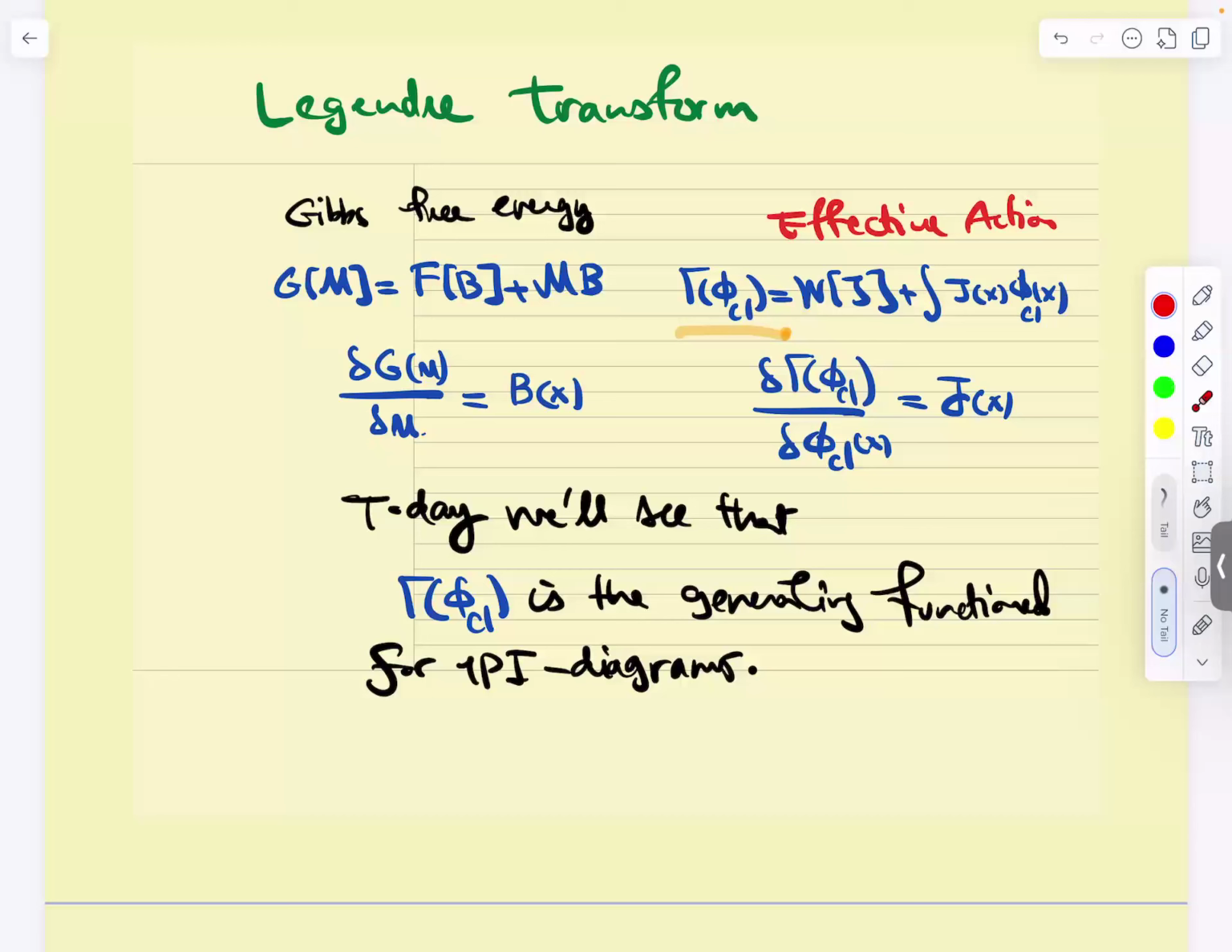What does that tell you? It tells you that if you set b of x equal to 0, then the Gibbs free energy is extremized on the classical expectation value, right? The value of the magnetization could be read off by looking at the extrema of the Gibbs free energy. What happens if there are a couple of extrema?